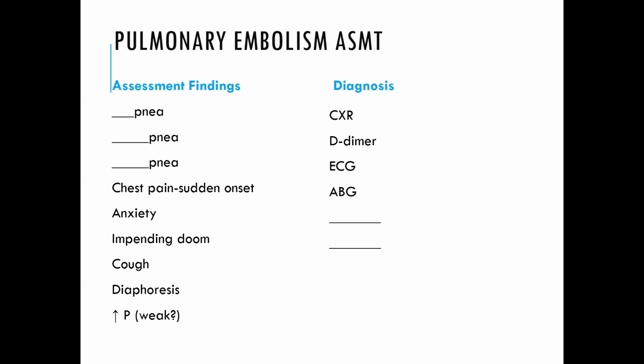Remember, the degree of symptoms depends on the emboli, the amount of them, the location, and if the client has underlying lung disease. If they've got an underlying lung disease, they're probably going to be more symptomatic with less emboli present, right? So key assessment findings: sudden onset of dyspnea. All of a sudden, they're having trouble breathing. Sudden onset dyspnea, tachypnea, orthopnea. Chest pain that is sudden onset, it's usually sharp and stabbing, and it's usually worse on inspiration.